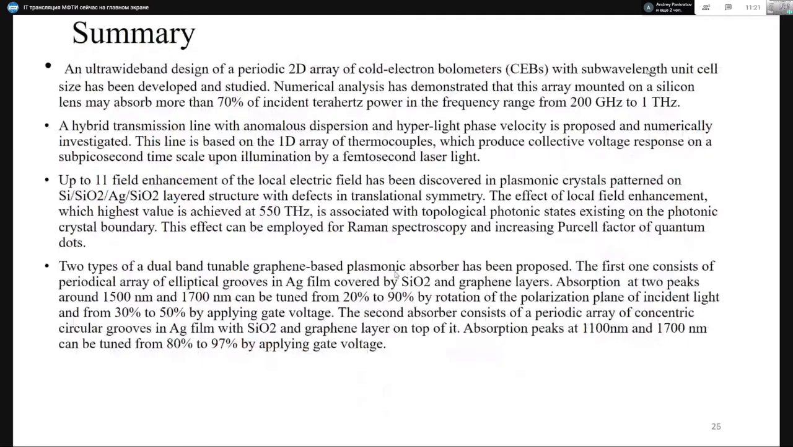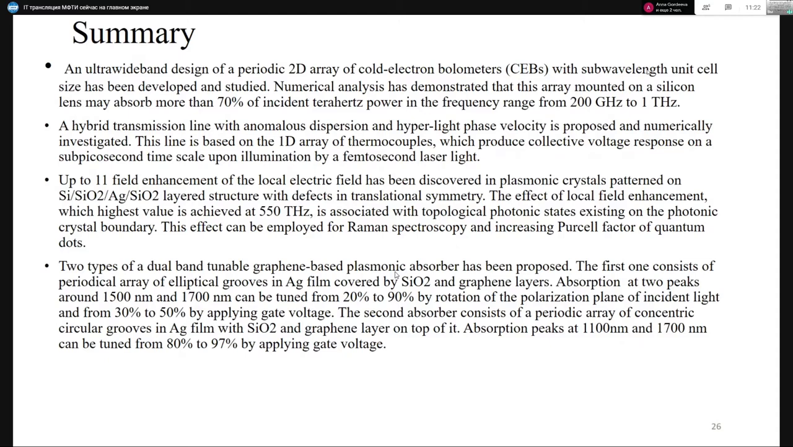Here we show and design an ultra-wideband 2D periodic cold electron bolometer with a wavelength-size unit cell, and we show that we can absorb more than 70% of incident terahertz power from 200 gigahertz to 1 terahertz. We show a hybrid transmission line with anomalous dispersion and hyper phase velocity, and with this theory we can generate terahertz pulses with voltage response on the sub-picosecond time scale by illumination of laser light.